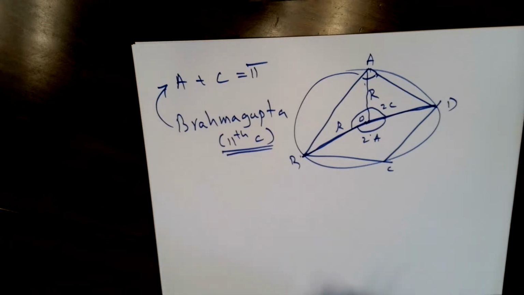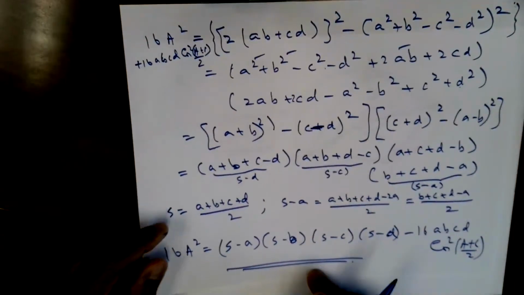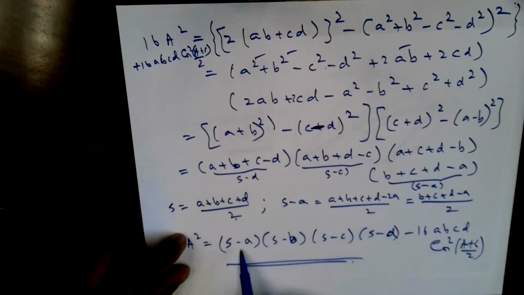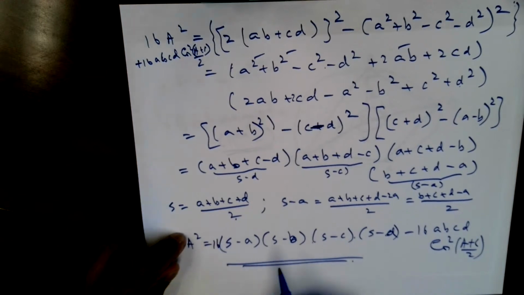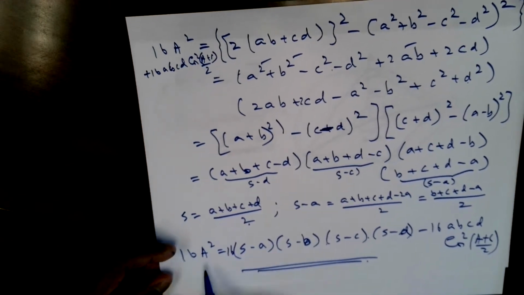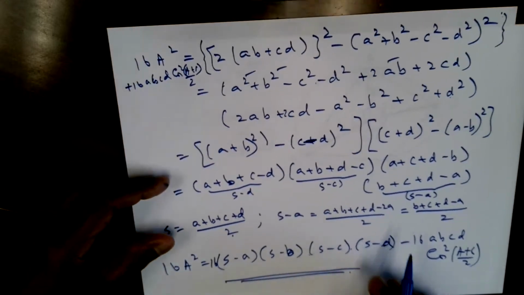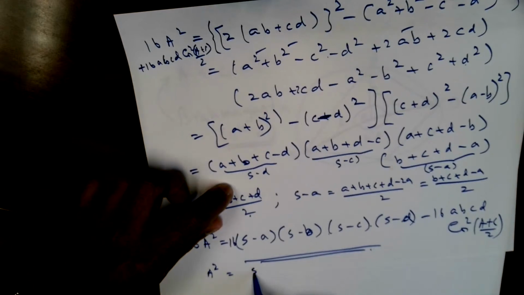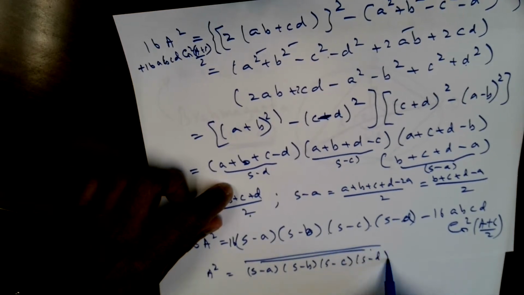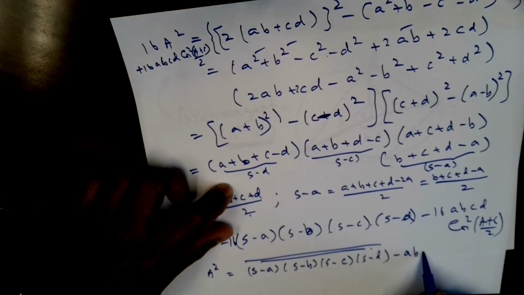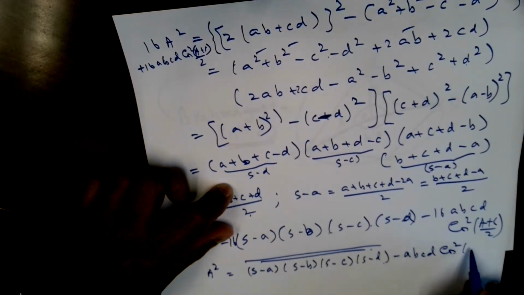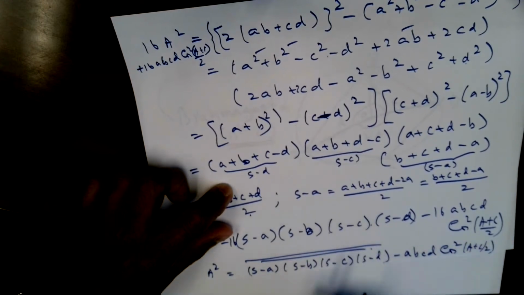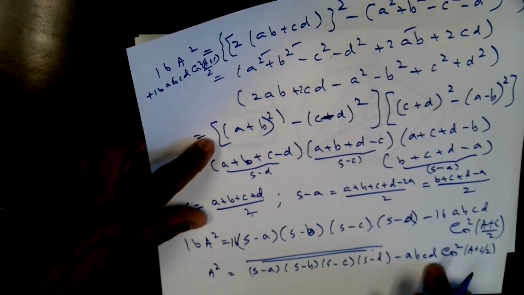So here, first of all, I made a slight mistake here. So in this formula, because of this 2 and there are 4 factors, there will be a 16 here. So basically, the 16 cancels off and you get the a squared. The area of the quadrilateral is s minus b multiplied by s minus c multiplied by s minus d minus abcd cos squared of a plus c by 2. Okay, so that's the general area of a quadrilateral.